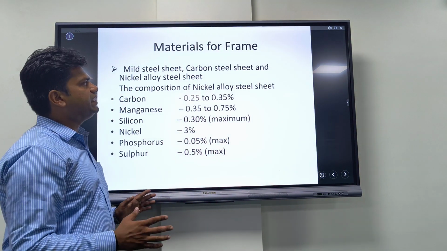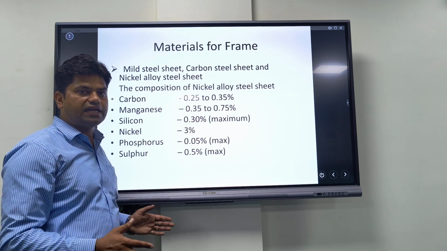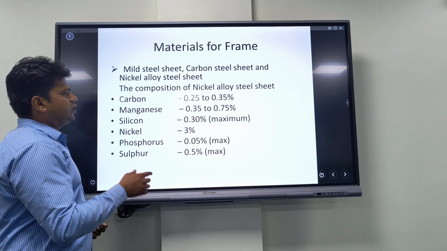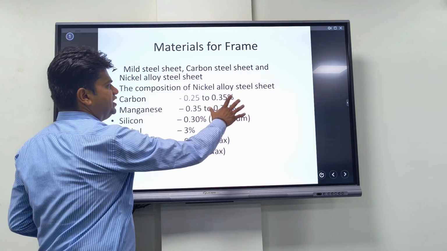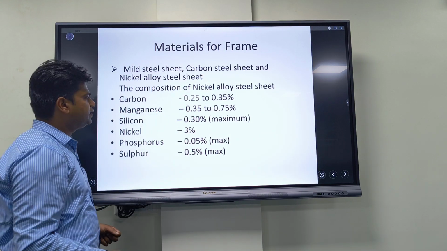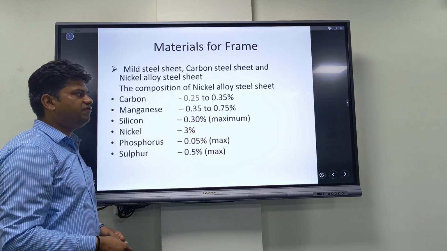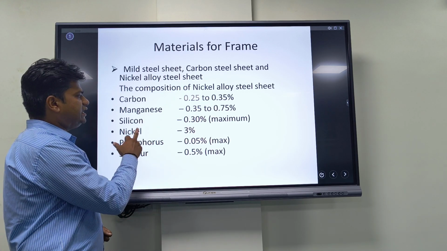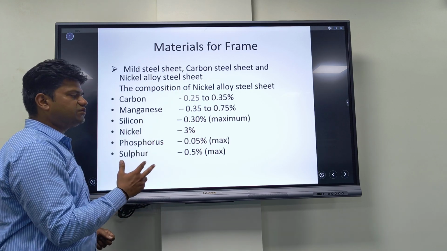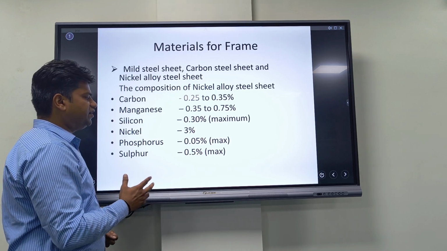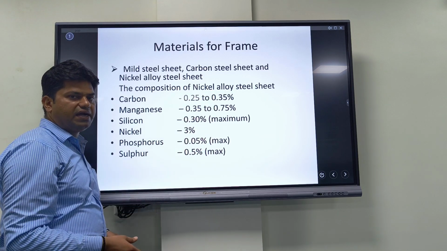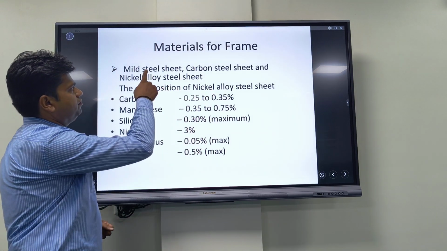The next slide is materials of the frame. There are different types of material we use for making the frame. The composition of nickel alloy steel sheet: carbon 0.25 to 0.35%, manganese 0.35 to 0.75%, silicon 0.30%, nickel 3%, phosphorus 0.05%, and sulfur 0.05%. Next slide. This is the composition of metals from which the material of the frame is made.